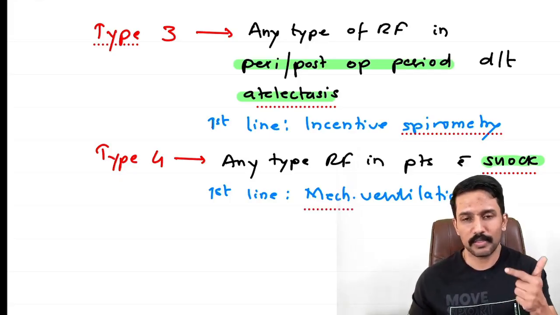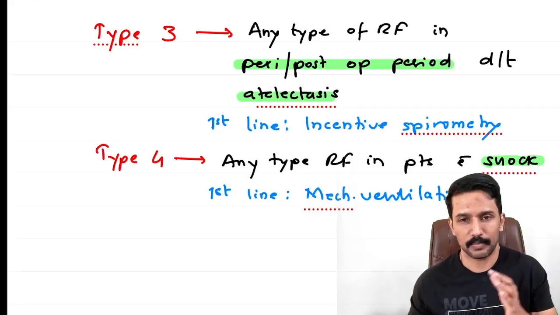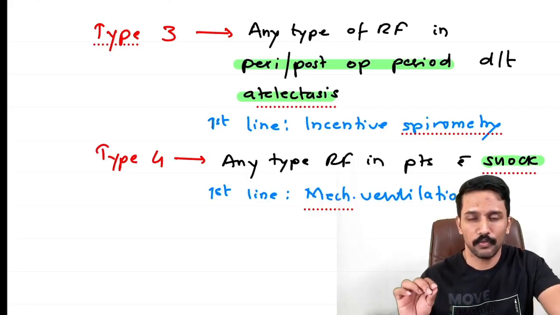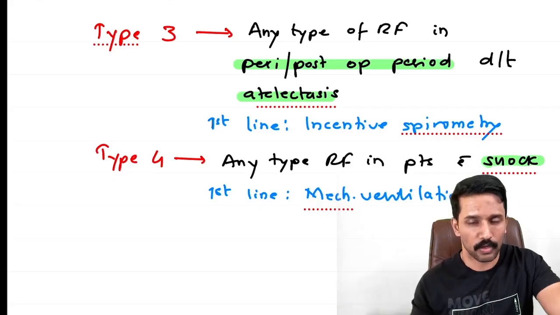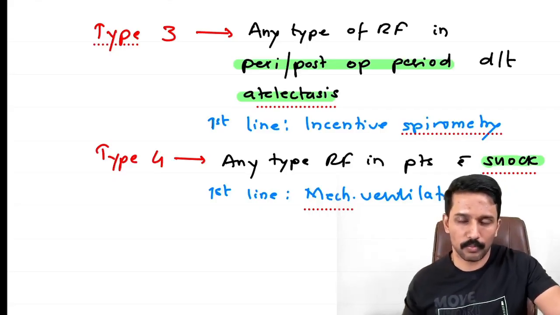So we have addressed asthma, COPD, ILDs and respiratory failure. Another important topic from respiratory medicine is going to be pleural effusion. Please go through that from the workbook.